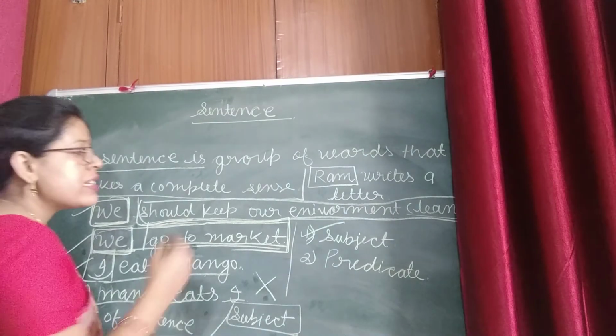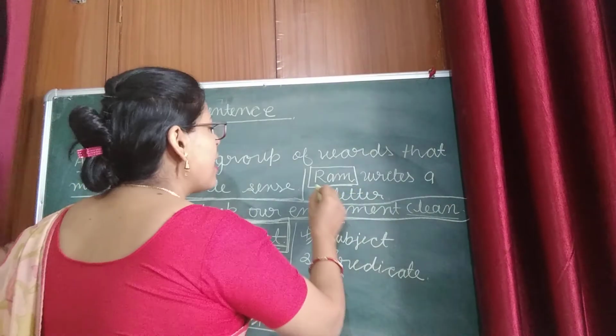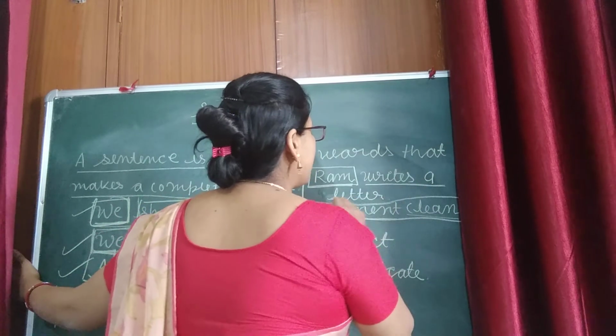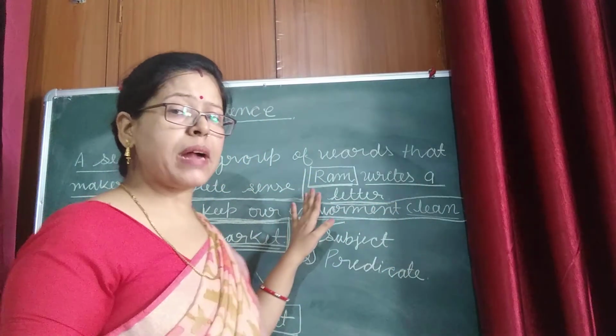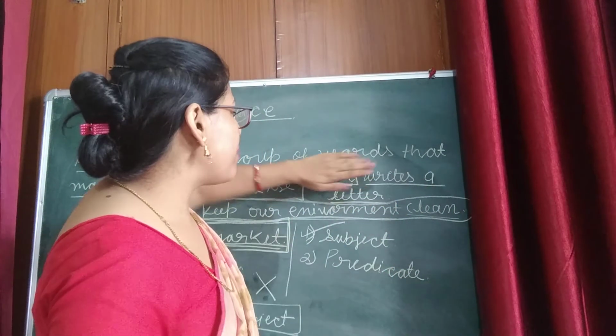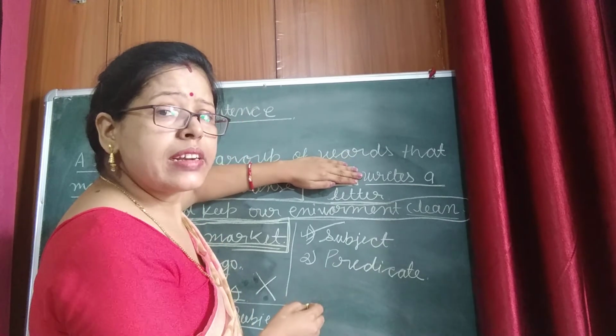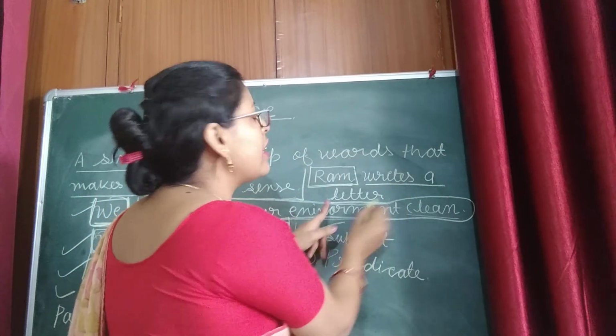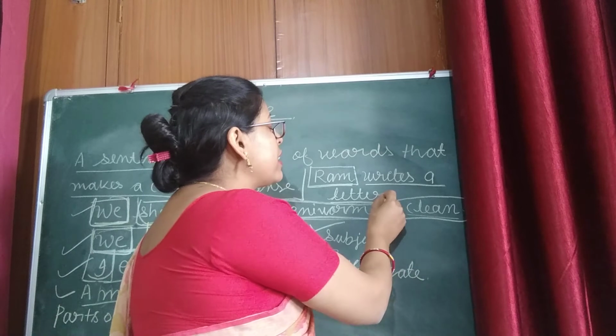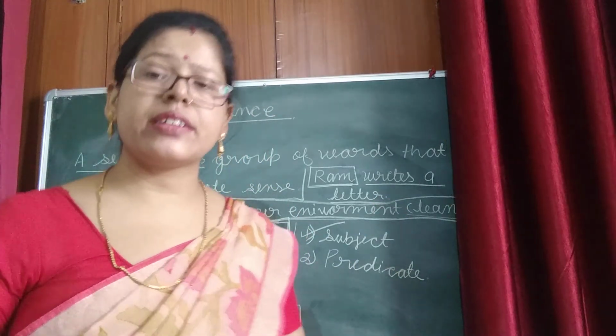Alright. Now, see here. Ram writes a letter. So what is the subject part here? Ram. Except Ram, what is the remaining part written over here? Writes a letter. So writes a letter is the predicate part.